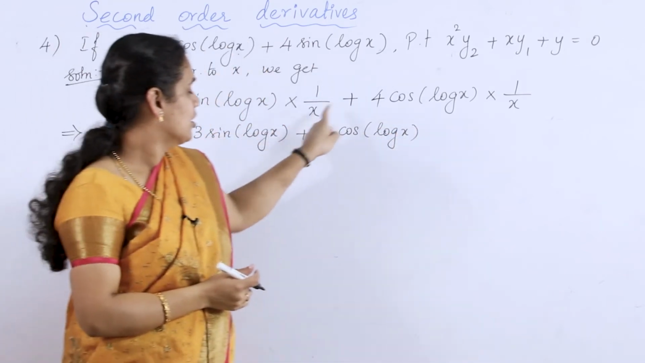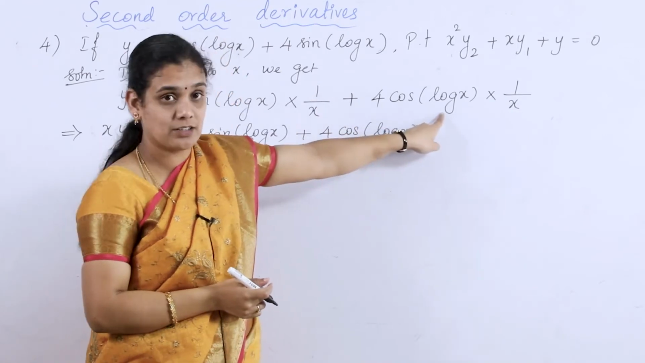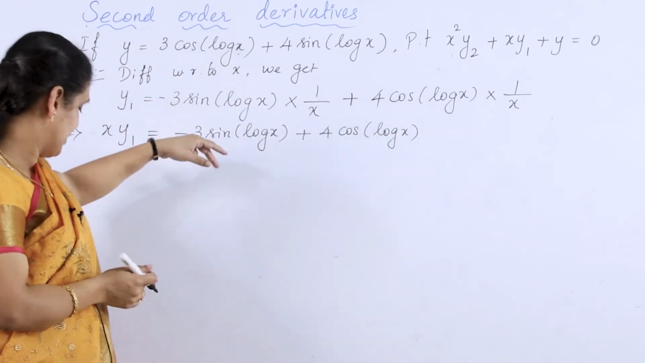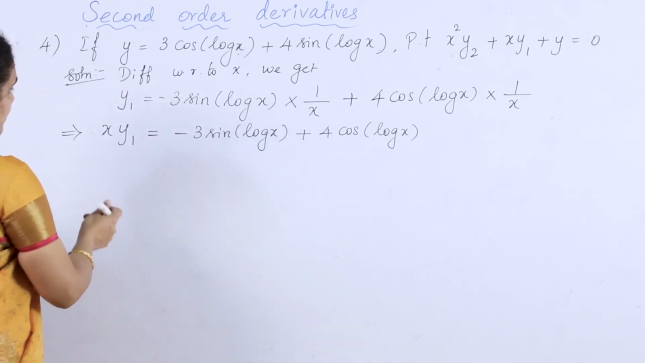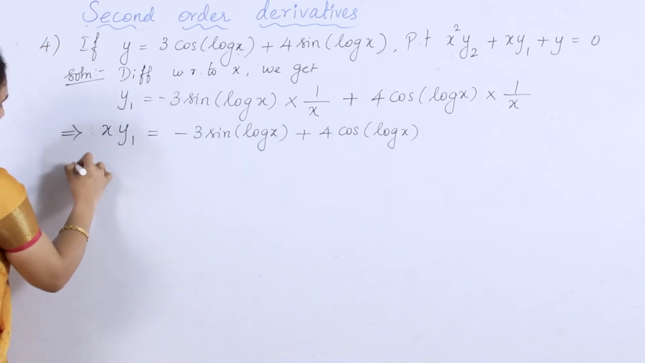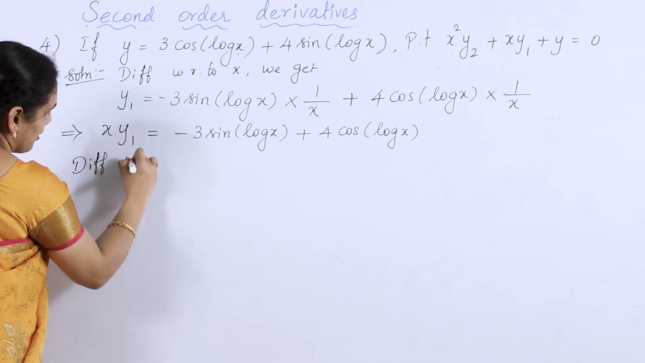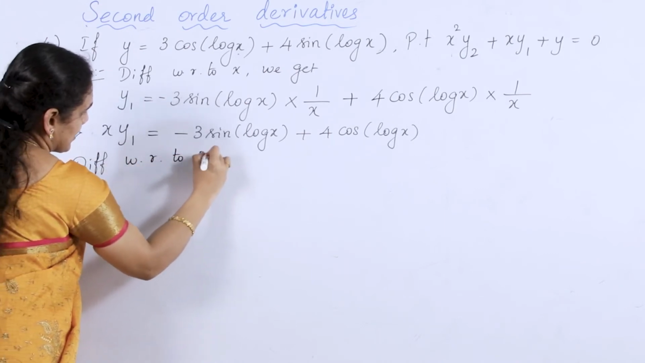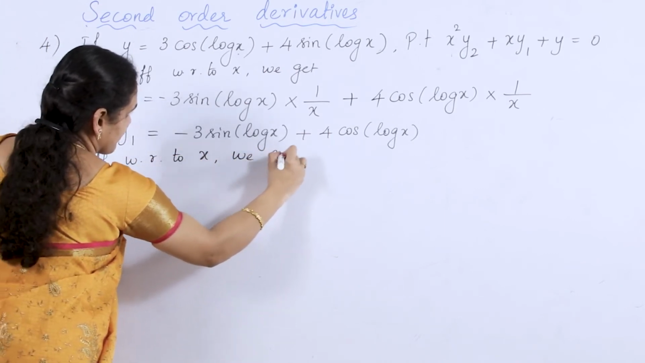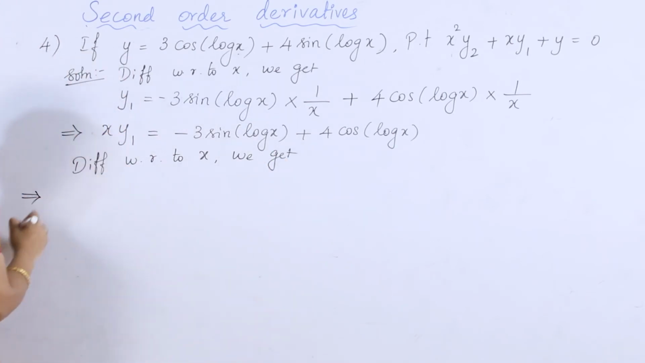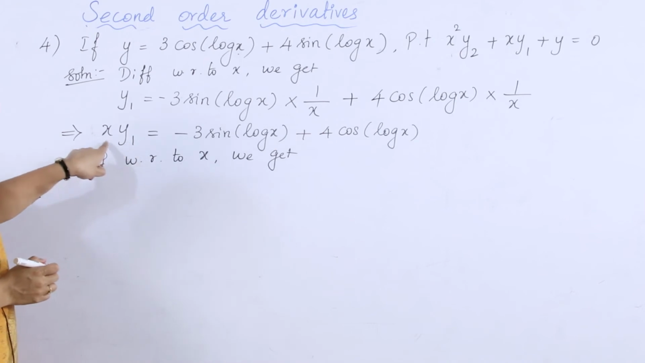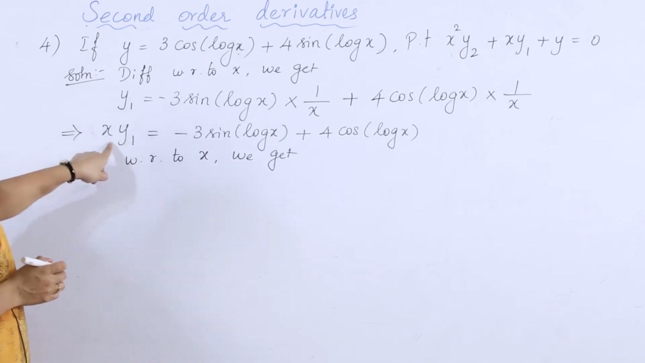Since x is the common factor, 1 by x is common in both the terms. If you take it outside and bring it to the left side, then we differentiate this with respect to x. Here on the left side, it is the product of two functions again, isn't it? UV method we have to use.